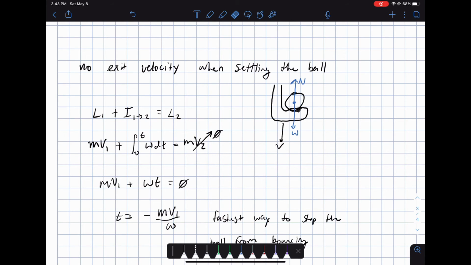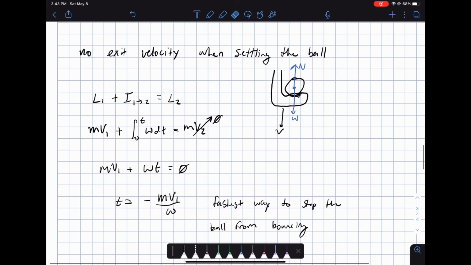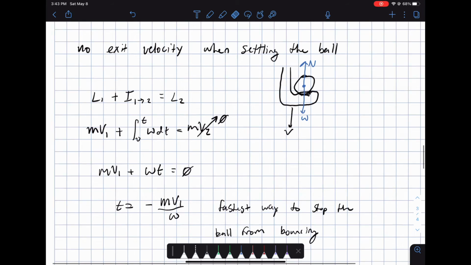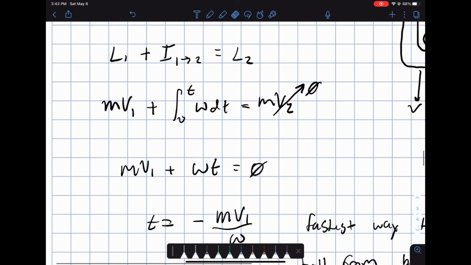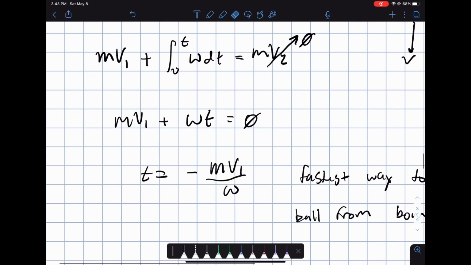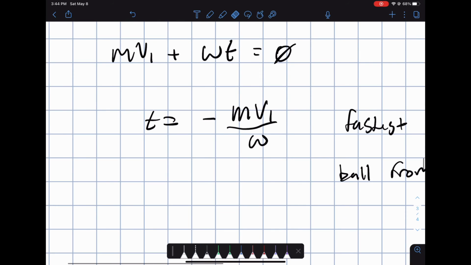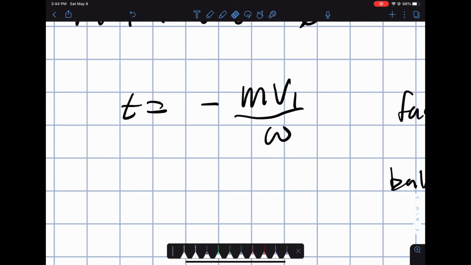We see that if we settle the ball, it would have no exit velocity, and we can use momentum equations again to see that L1 plus the impulse equals L2, and since we don't want the ball to bounce, we know that there's not going to be an exit velocity, so V2 would go to 0, and we get the same relation that the weight is the force in the integral of the impulse. So we could solve for t, and then we get this equation for time, and that's the best way to stop the ball without it bouncing.